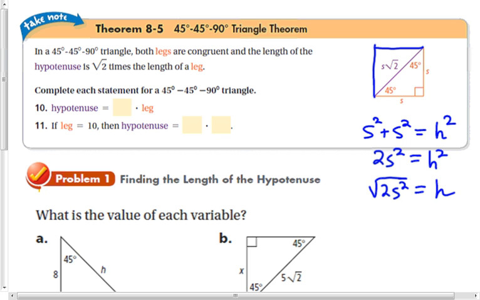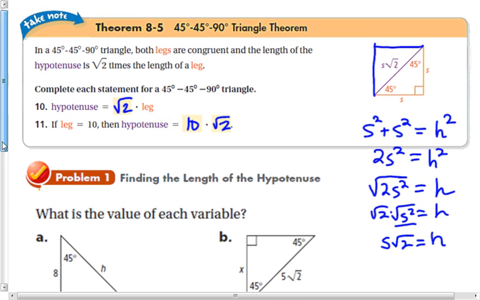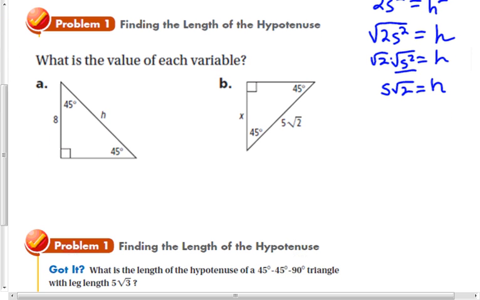Then just separating this to simplify it, I get square root of 2 times square root of s squared equals h, and square root of s squared is just s. So I can just write it as s times the square root of 2 equals h. And so that's the property there. The hypotenuse is equal to the square root of 2 times the leg. If the leg is 10, then the hypotenuse is 10 times the square root of 2. That simplifies the process, right?